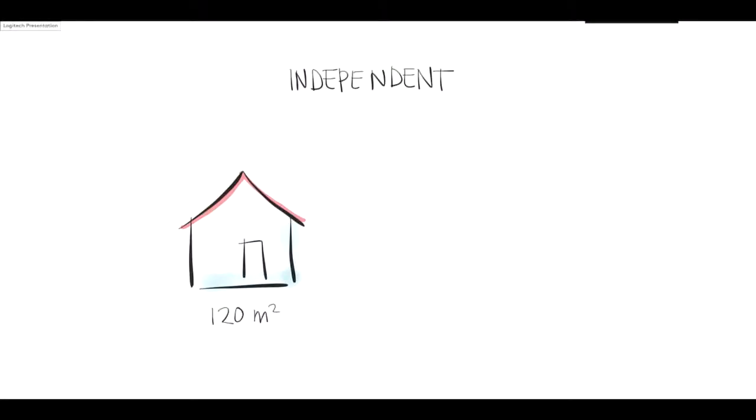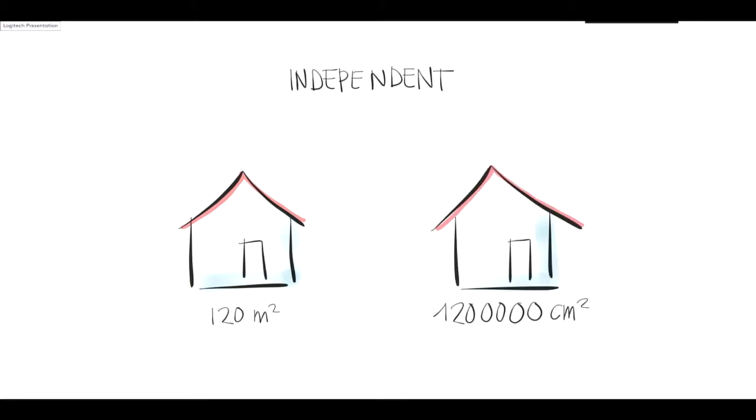But the other one, so relevant, the other one is that they have to be independent. So by independent, I mean, if you have the area of the house in square meters, you don't also want to feed it the area of the house in square centimeters, because that will add the same data twice and overplay the importance of that data.